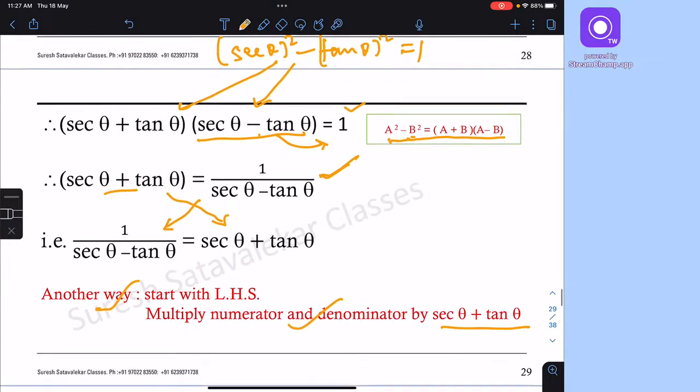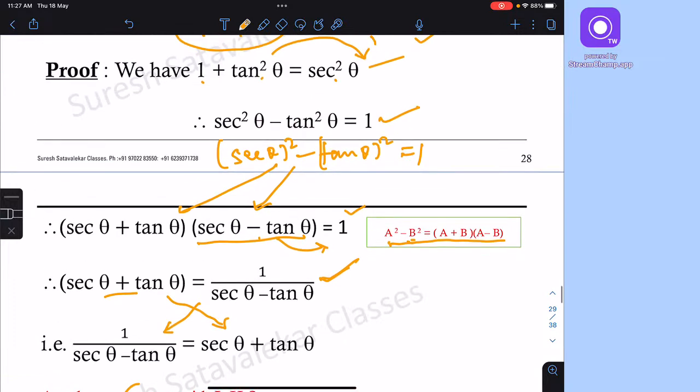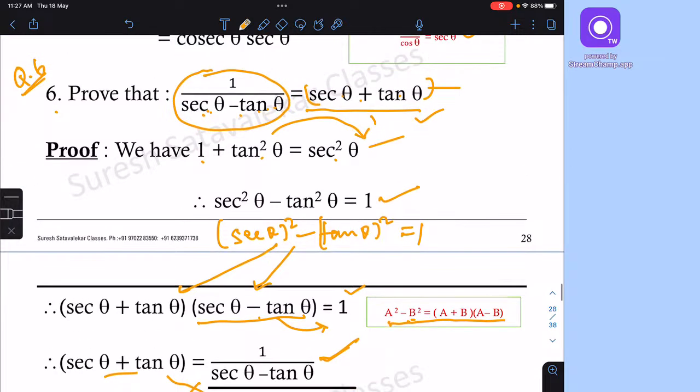This can be done in several other ways also. As I told you before, whenever you are slightly confused, you can write sec as 1 upon cos, tan as sin upon cos, and simplify the left hand side. Write sec as 1 upon cos, tan as sin upon cos, and simplify the right hand side. You may not get them the same, but again you can think slightly and adjust them to get them the same.